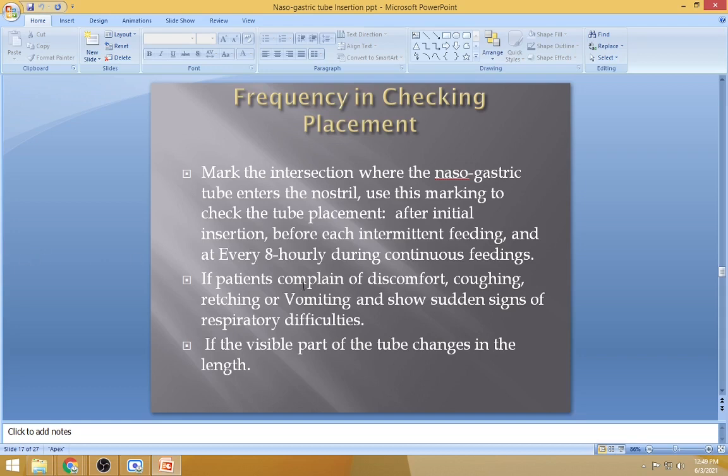Okay. And you have to check if the patient complains of discomfort, coughing, vomiting, or shows sudden signs of respiratory difficulty; also check again what is wrong with the tube. And this was what I was explaining: if the visible part of the tube changes in length, it has become longer or shorter, we have to see again what is wrong with the tube.